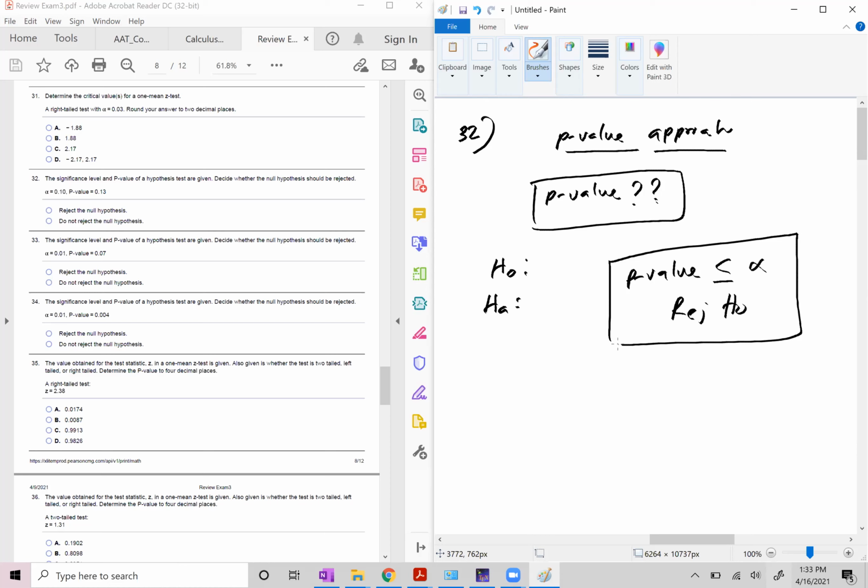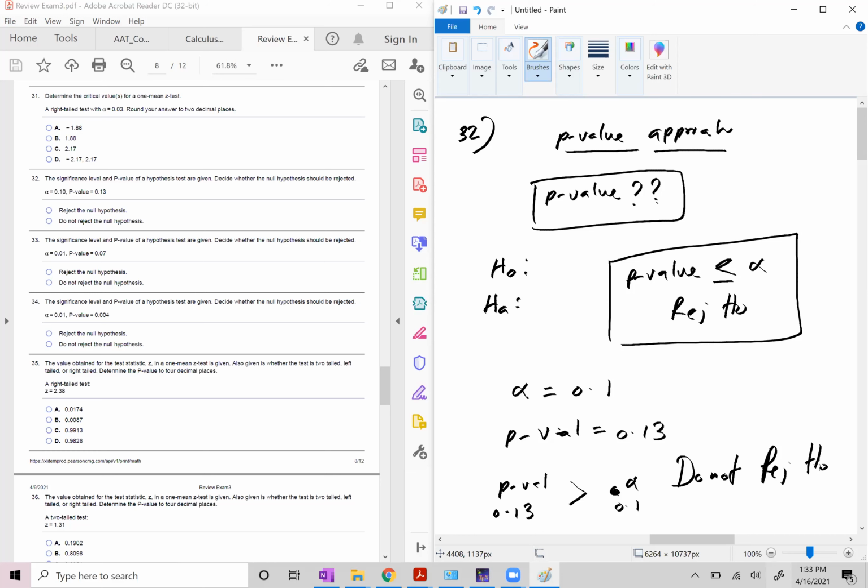Okay. So question number 32, alpha is 0.1, p-value is 0.13. So what can you say? P-value, which is 0.13, is larger than alpha, right? If it is less, we reject. If it is large, therefore we should not reject. That means do not reject the null should be the answer. So question number 32, there are no A, B's, but I would say B, the second one. Answer is the second one, which is B.